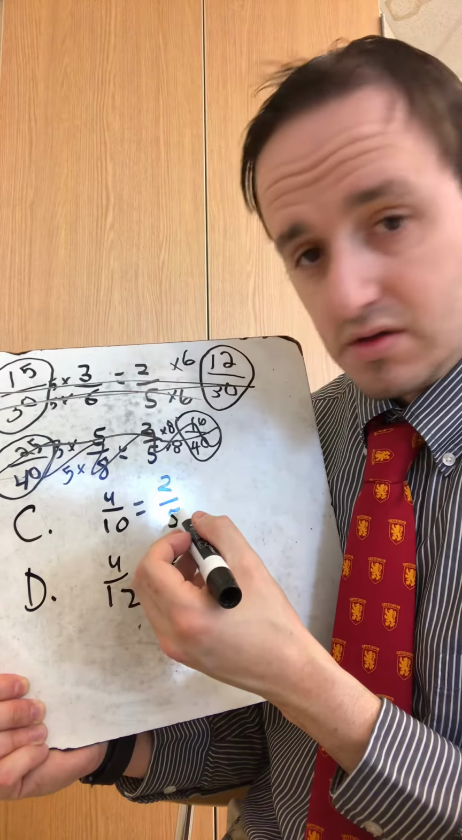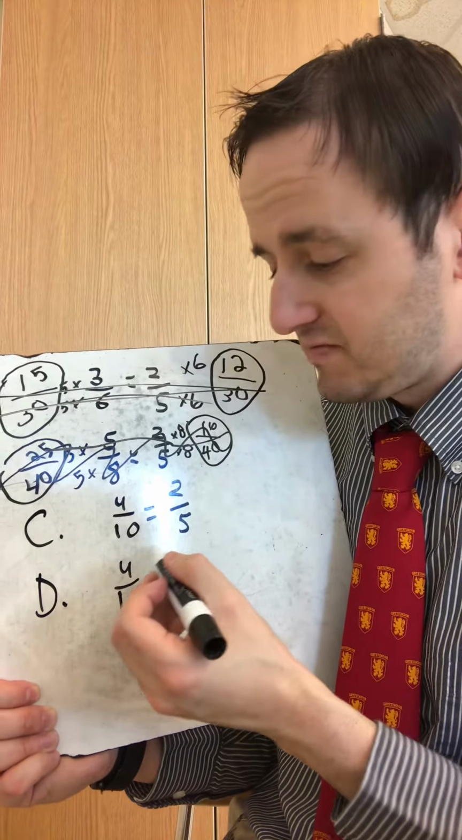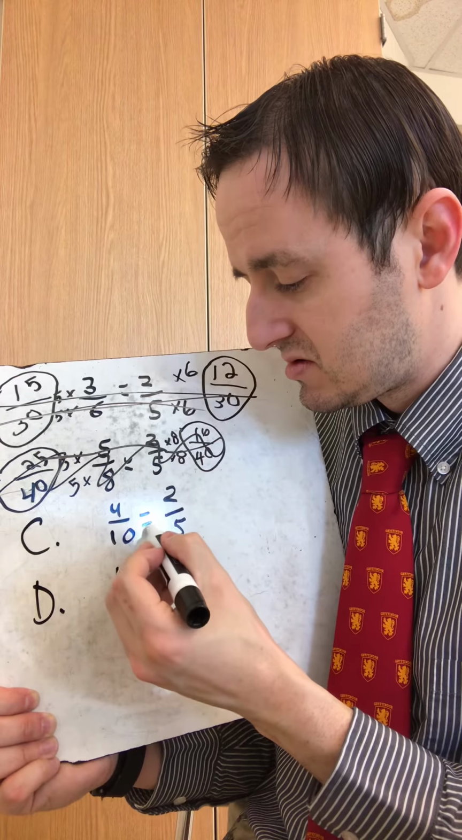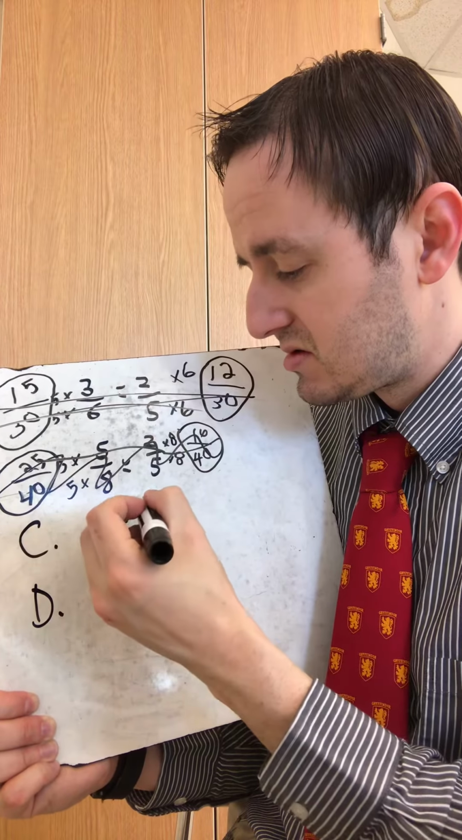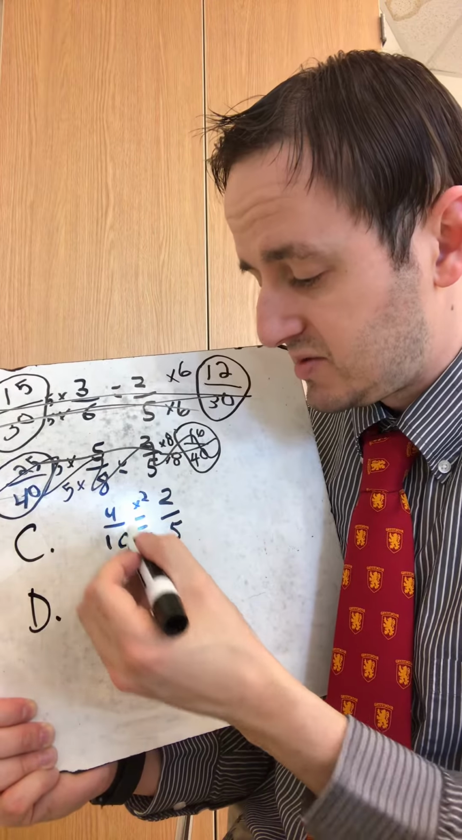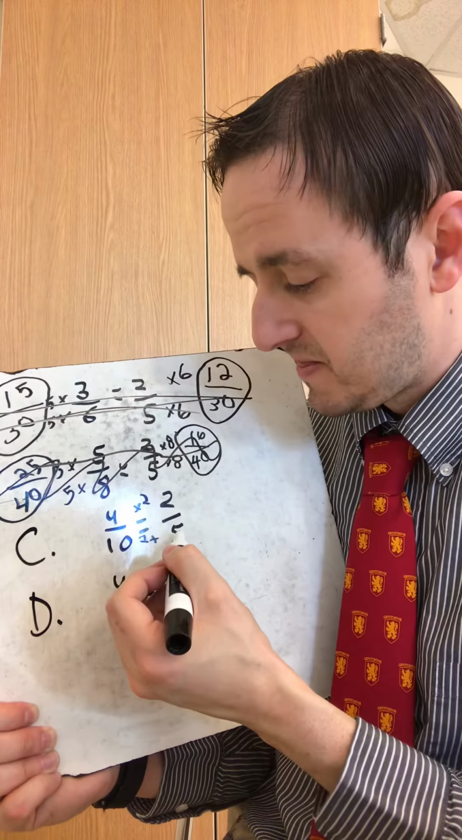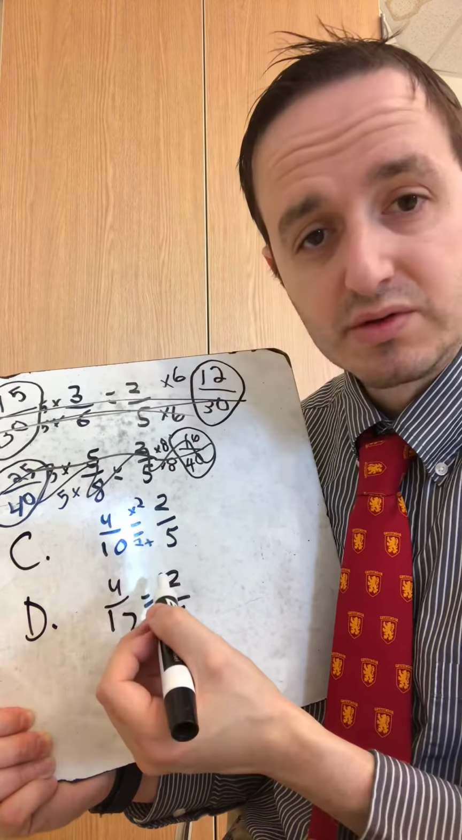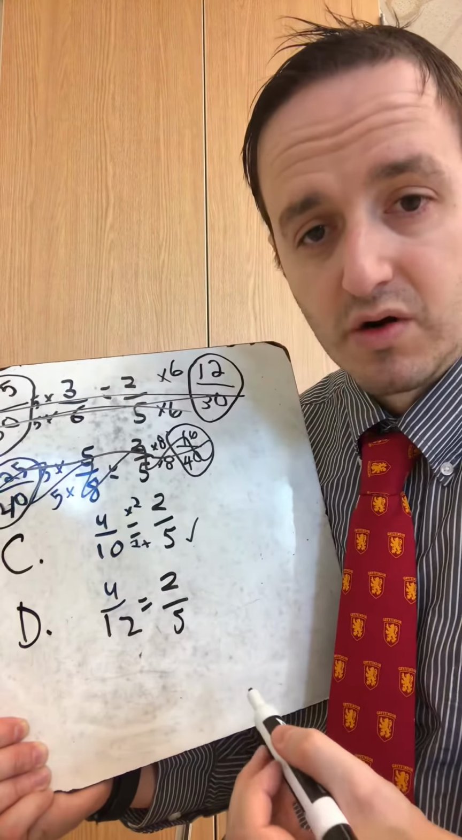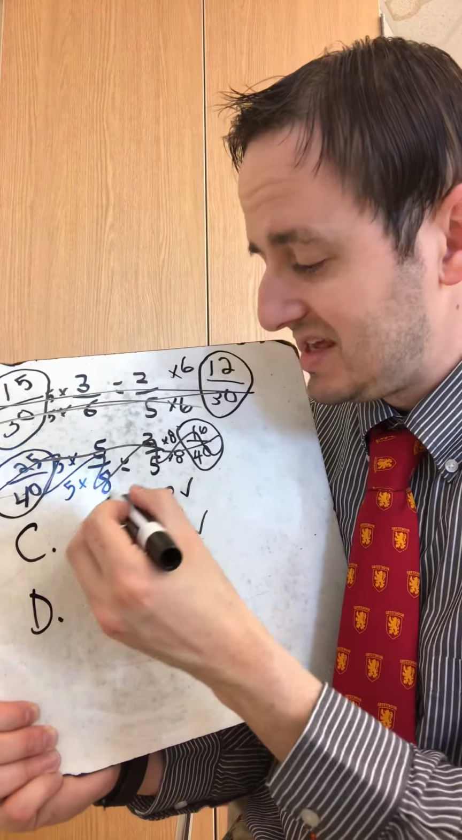Ooh. Does my smaller denominator 5 go into 10? Yes, it does. How many times? Well, times 2. Now let's make sure that times 2 works on my denominator and my numerator. Does 5 times 2 equal 10? Yes, it does. Does 2 times 2 equal 4? Yes, it does. These two are equivalent.